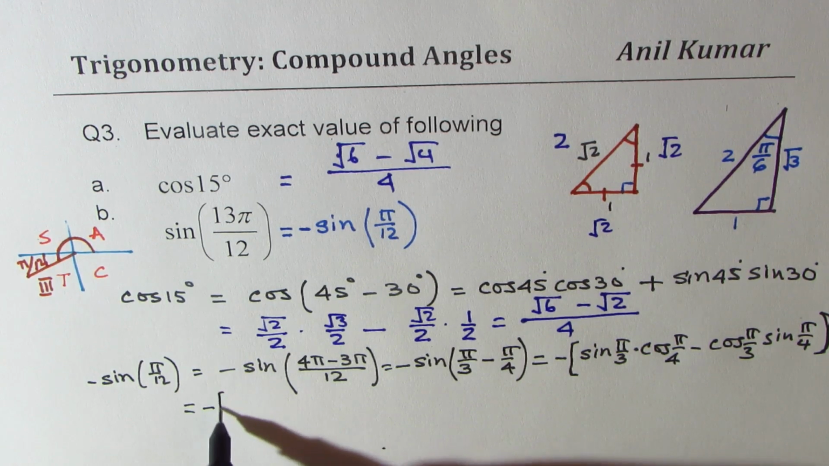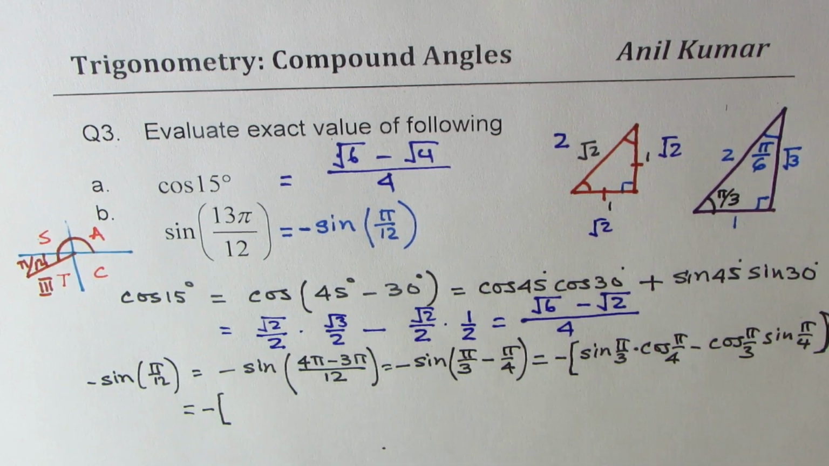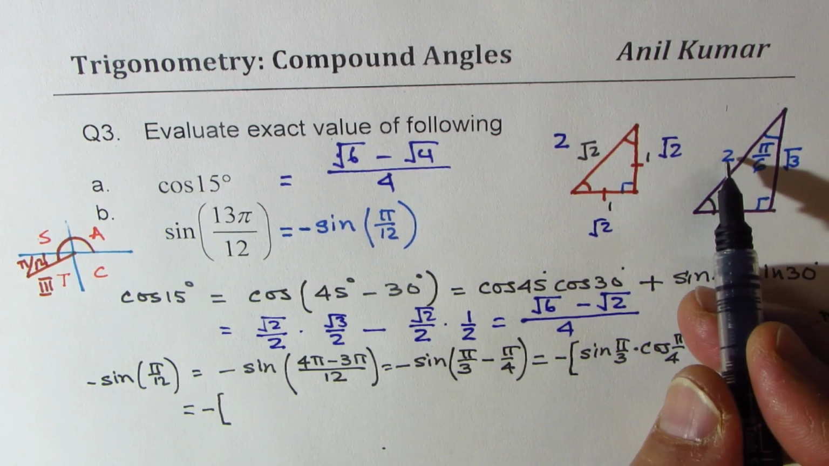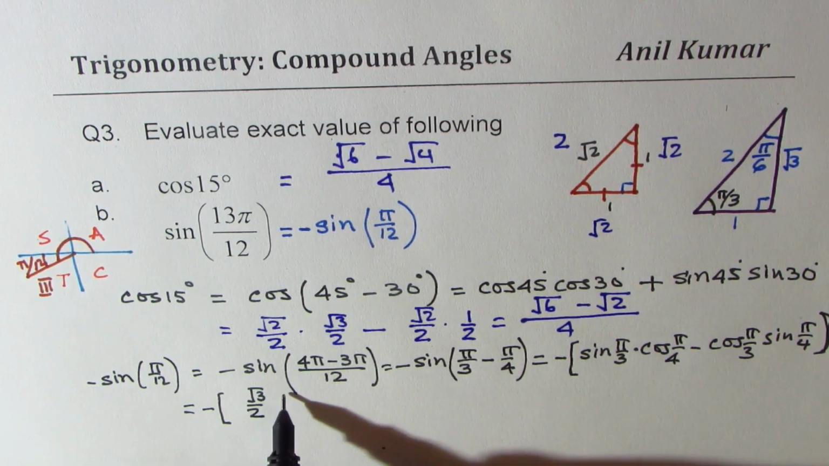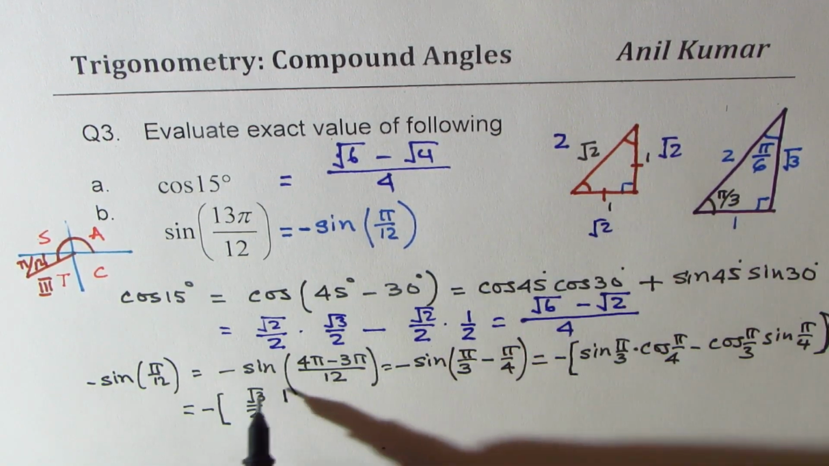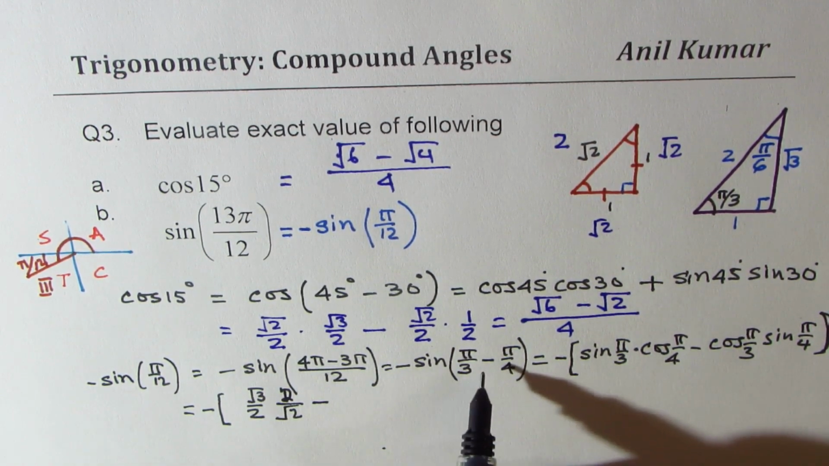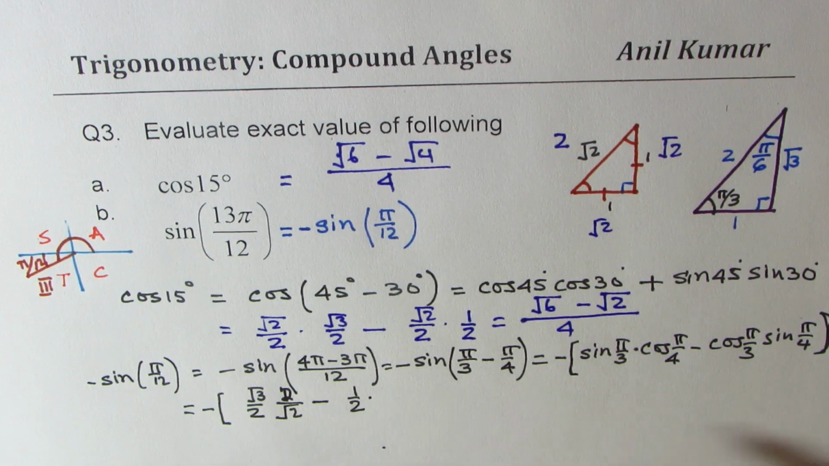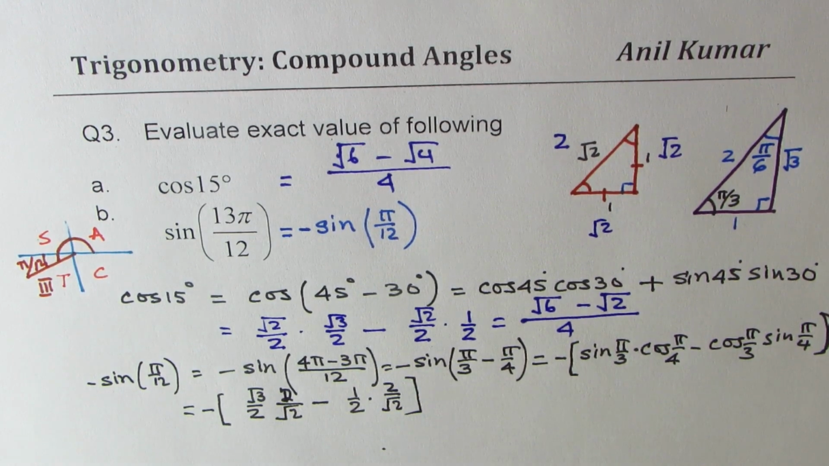So let's substitute the values. We have negative value of sine pi by 3. So pi by 3 is this angle, right? So pi by 3 sine means opposite over hypotenuse, square root 3 over 2. Cos of pi by 4 is square root, we'll use this, 2 over square root 2. Okay, so 2 over square root 2 minus, well, cos of pi by 3 will be half times sine of pi by 4 will be 2 square root 2. I should have written square root 2 over 2, sorry.